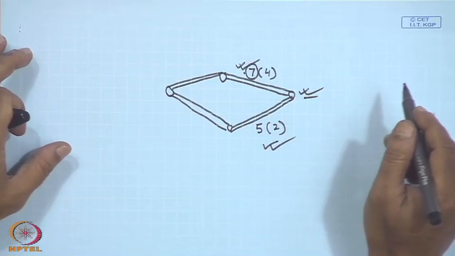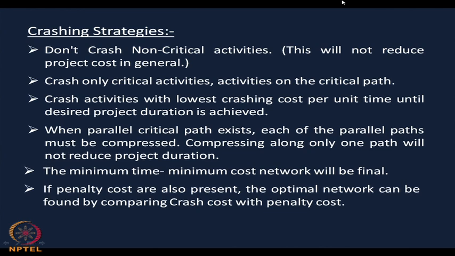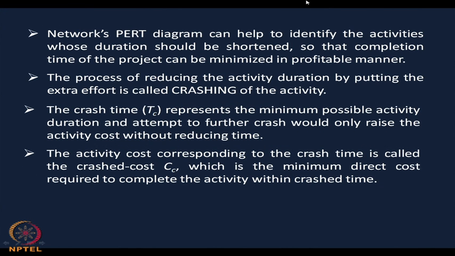So, the next one is the minimum time minimum cost network will be the final network. If penalty costs are also present, the optimal network can be found by comparing the unit crash cost with the penalty cost. Next is the network path diagram, which can help to identify the activities whose duration should be shortened, so that the completion time of the project can be minimized in a profitable manner. That we will see when we are going through the example.